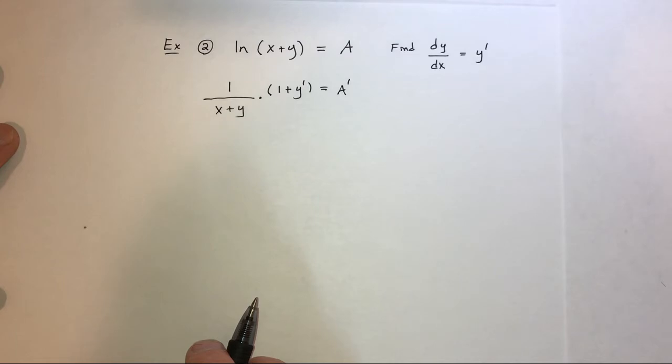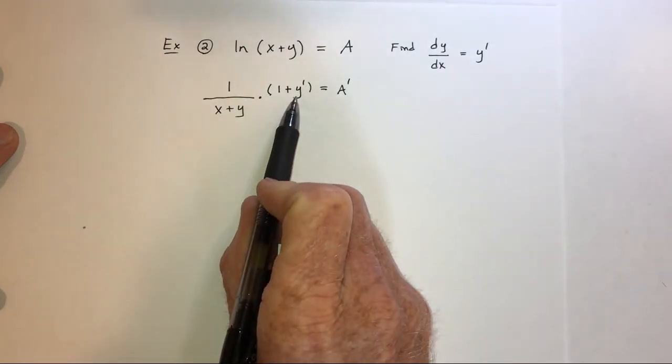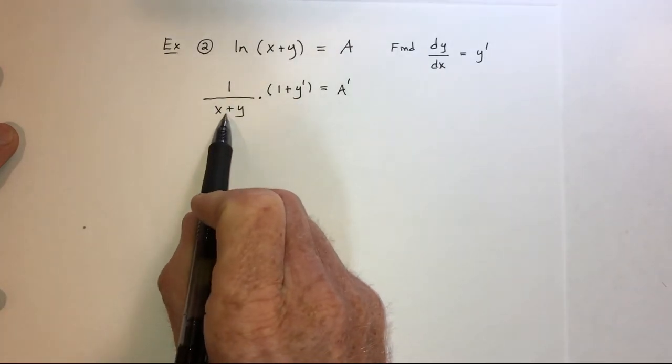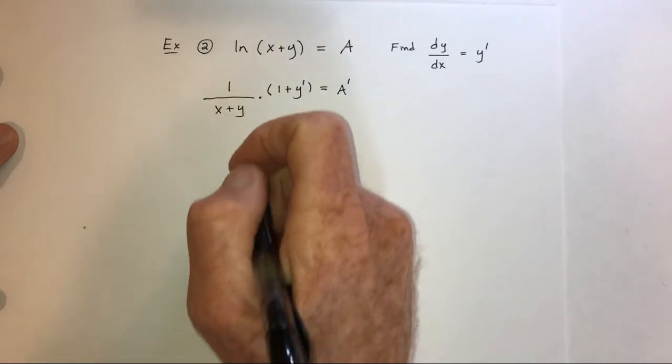And now we need to do some algebra to solve for this y prime right here. So what I'm going to do is take this x plus y, multiply both sides by it.